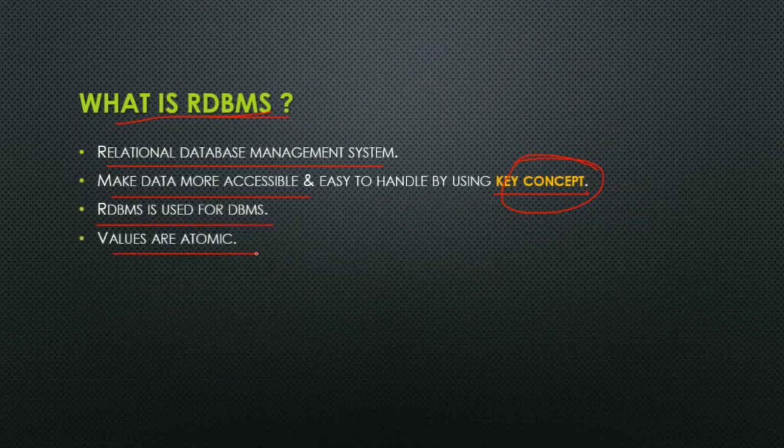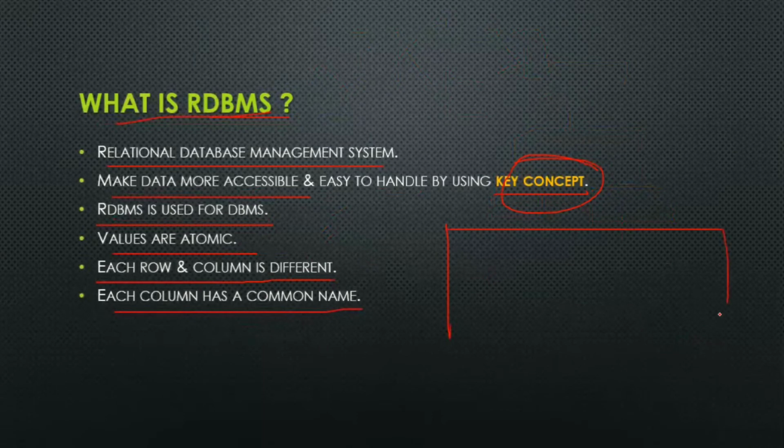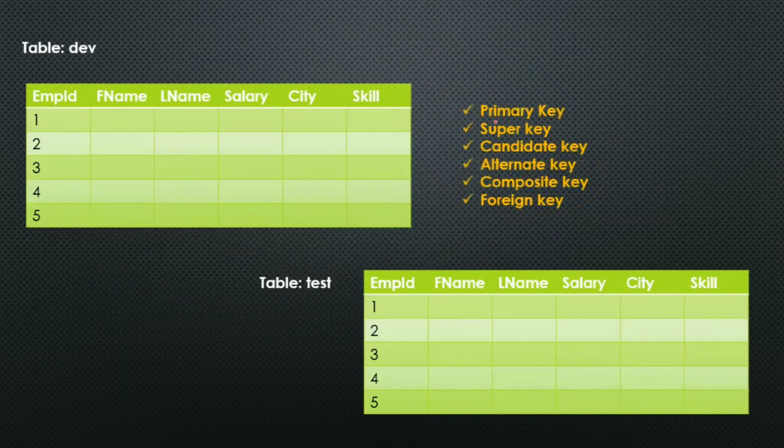Values are stored atomically. Each row and column is different. Each column has a common name. So if you have a table, each column will have a name. No two columns will have the same name, and each row and column will be different. And there is data integrity and data security. And coming to the next, as we discussed in the previous slide, we will talk about some keys which are used in RDBMS, relational database management system.